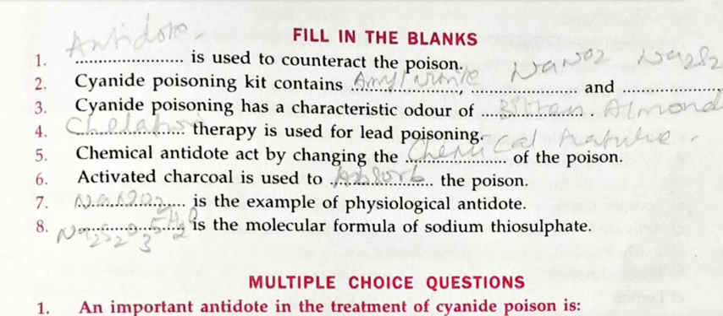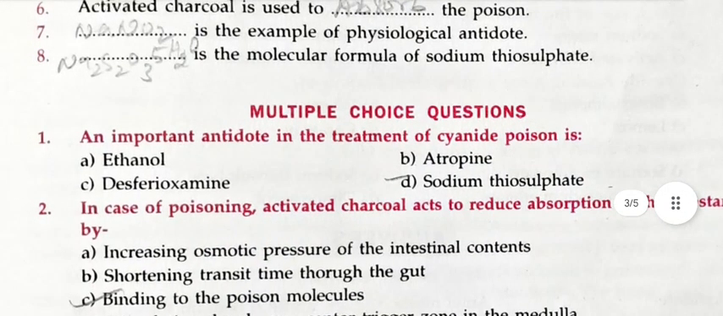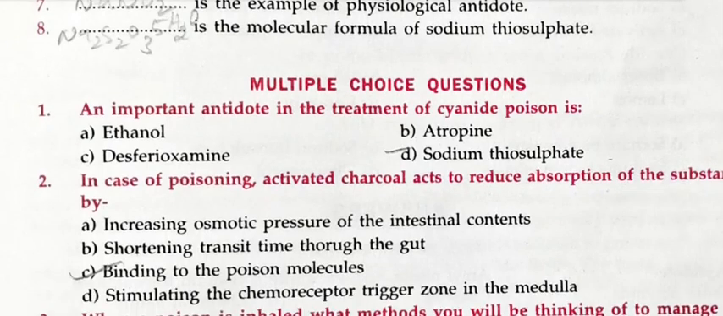And the eighth question: what is the molecule of dash? It's a very simple question. Sodium thiosulfate, Na2S2O3, with 5 molecules of water. So this is the molecular formula: Na2S2O3·5H2O. An important antidote in the treatment of cyanide poisoning is sodium thiosulfate.